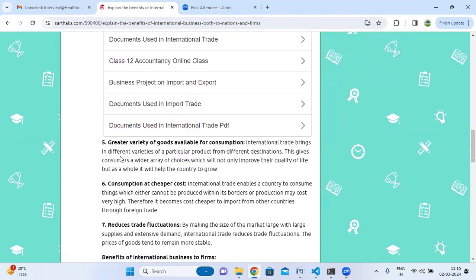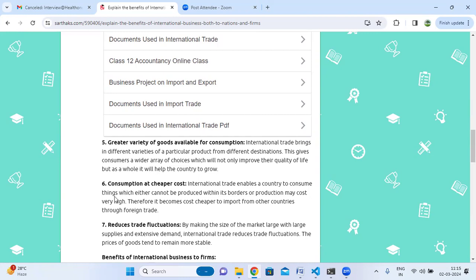Next one, greater variety of goods available for consumption. International trade brings different varieties of particular products from different destinations. This gives consumers a wider array of choices. It not only improves their quality of life, but also helps the country to grow.